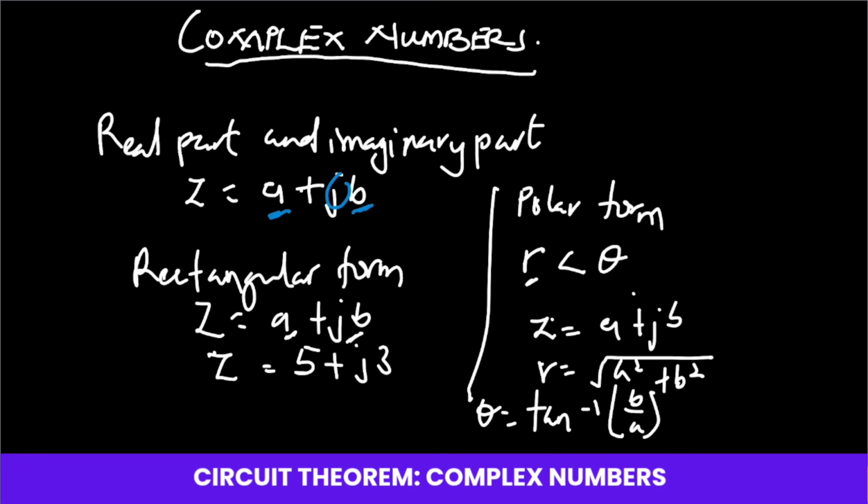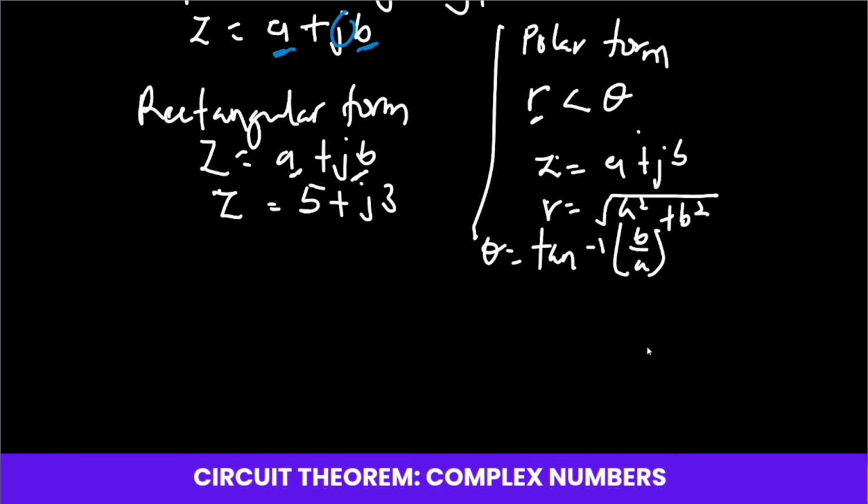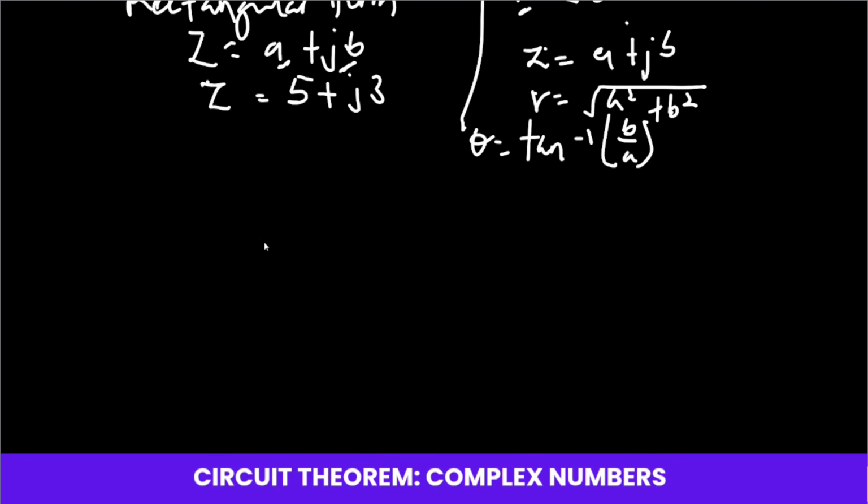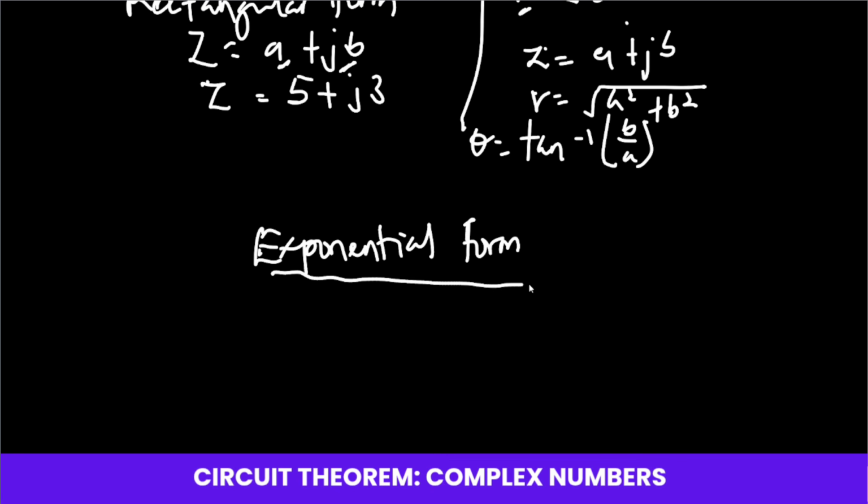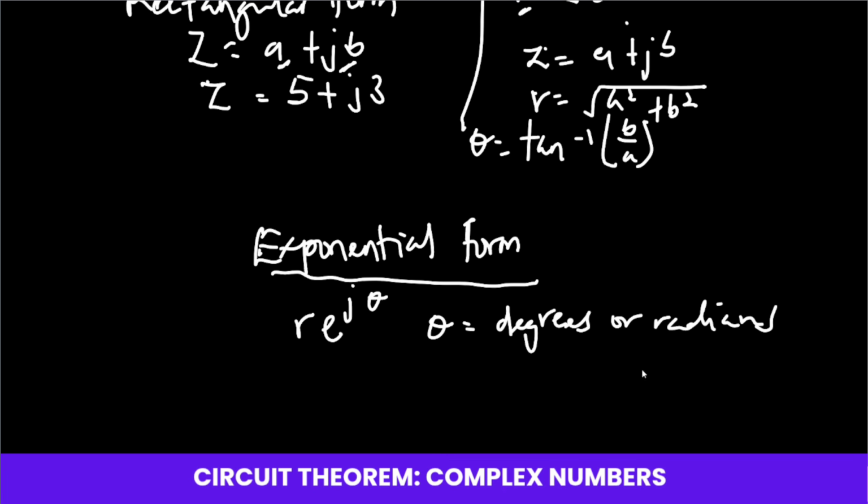Our third form is going to be the exponential form. When we talk about the exponential form, it is represented with e, or the Euler form. That is the magnitude r times e to the power j theta, and the theta can be in degrees or radians. The r is also the magnitude, as we saw in the polar form. It's the magnitude of the complex number.